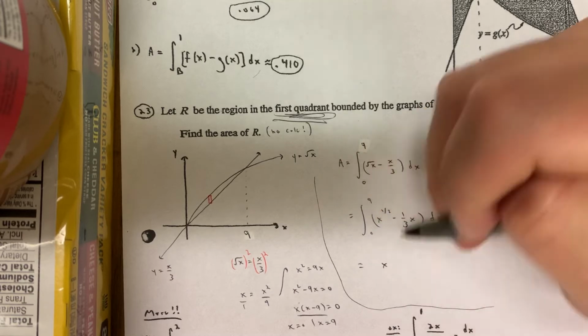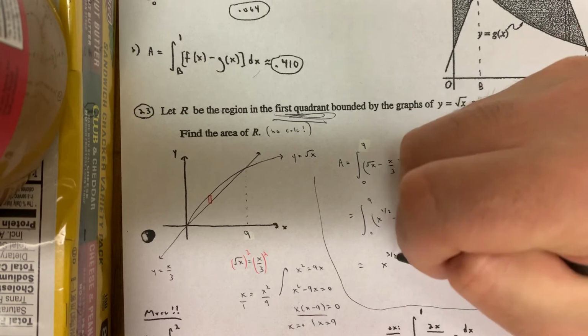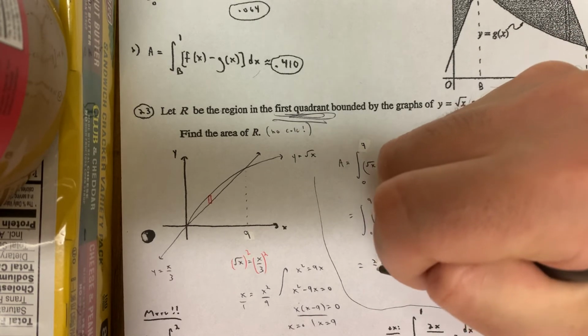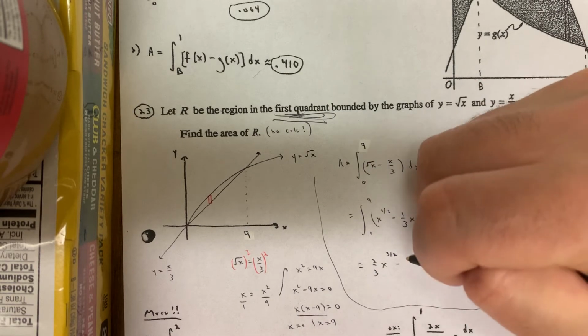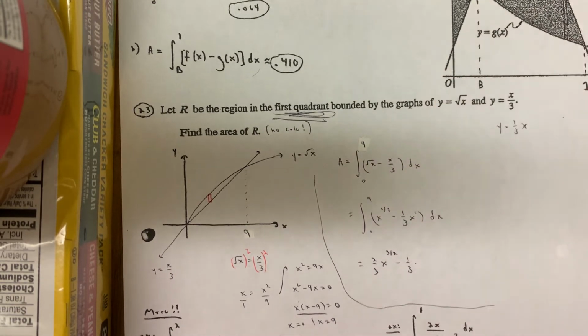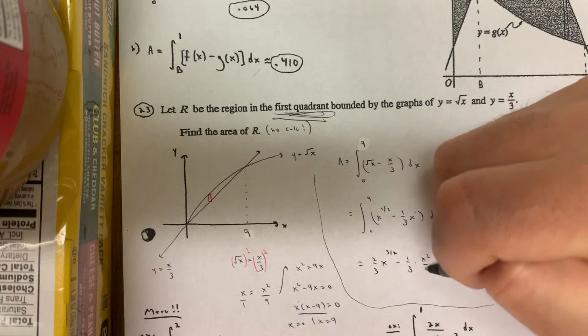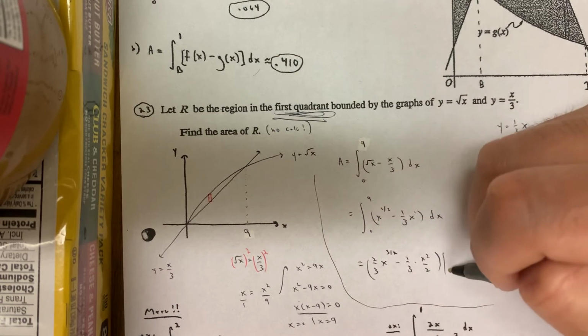X to the, let's add 1 to the exponent, 3/2. Divide by 3/2, which is the same as multiplying by 2/3. Minus, just pull the 1/3 to the side. Integrate x to the first, which is x squared over 2. And evaluate all of it from 0 to 9.